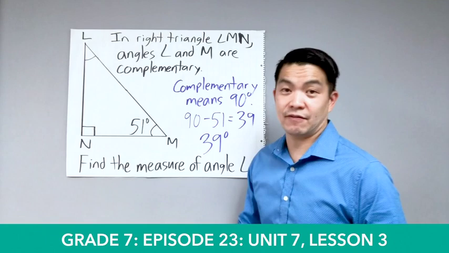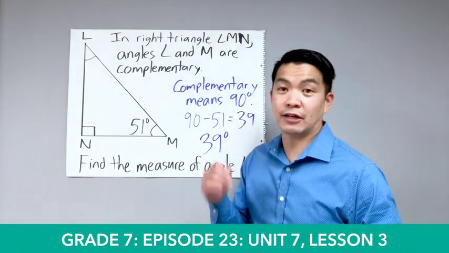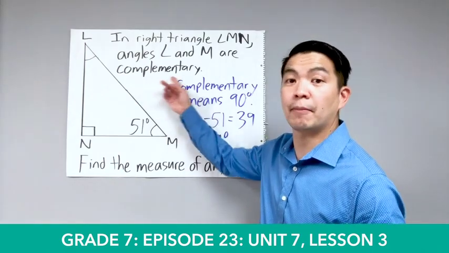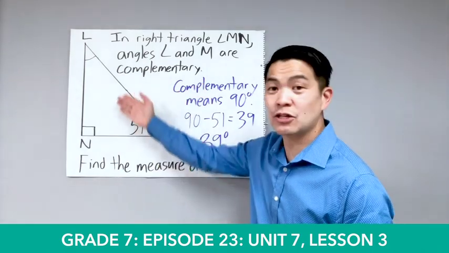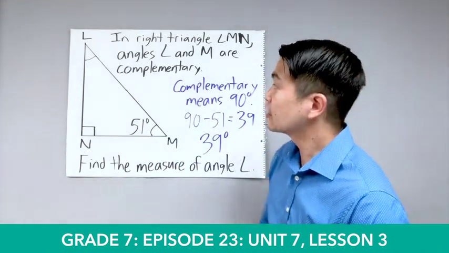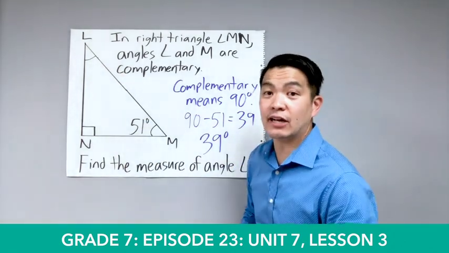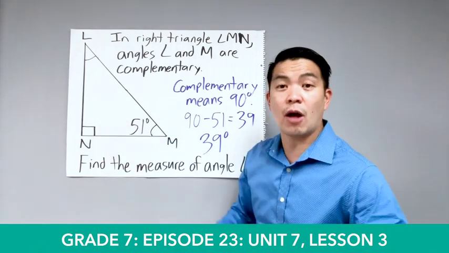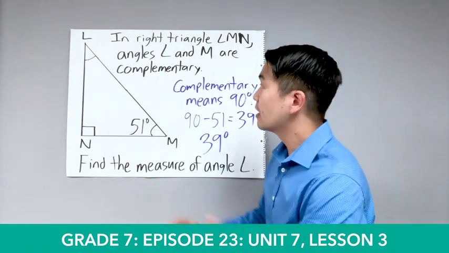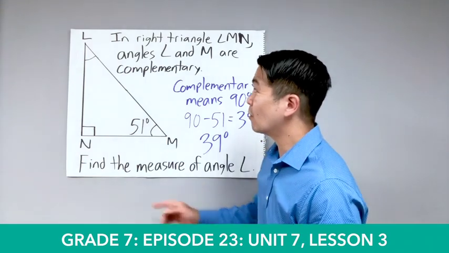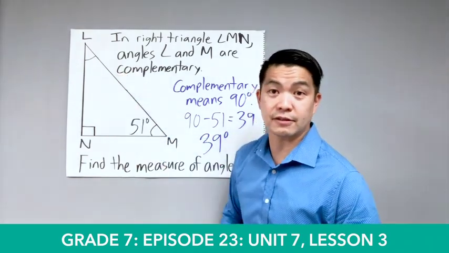Before we wrap up this activity, I want to pause to make another point. Yes, we practiced using the vocabulary term complementary, meaning angle measures add up to 90 degrees, to find the measure of an unknown angle. But another big idea here is that angles L and M are complementary just because their angle measures add up to 90 degrees, even though they are not adjacent angles.